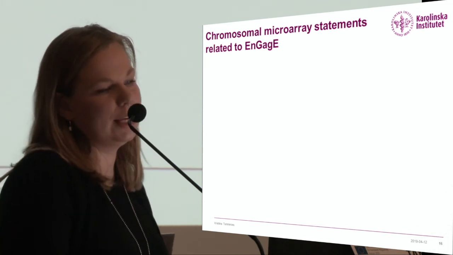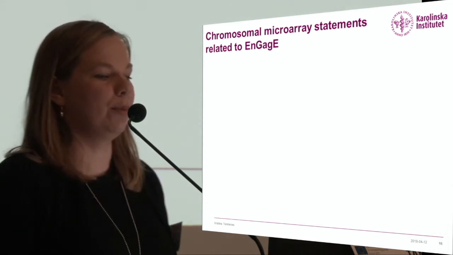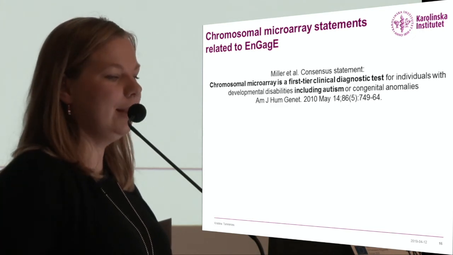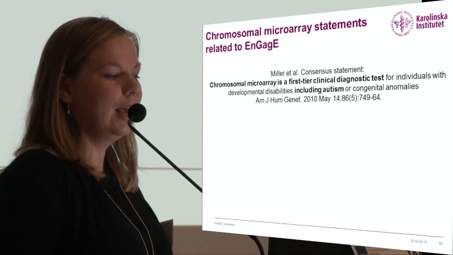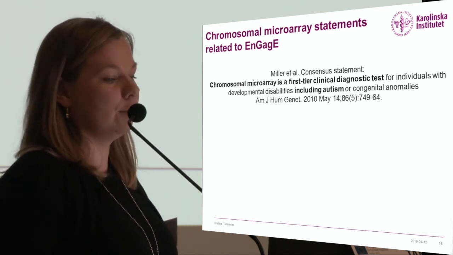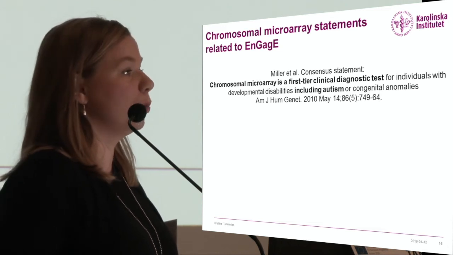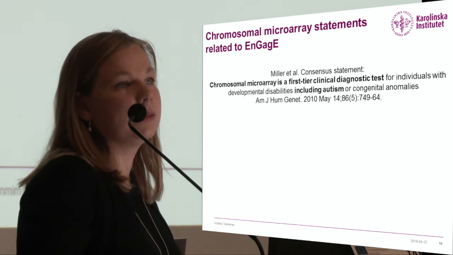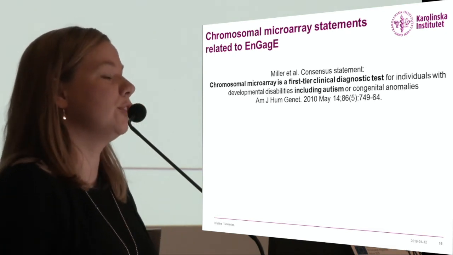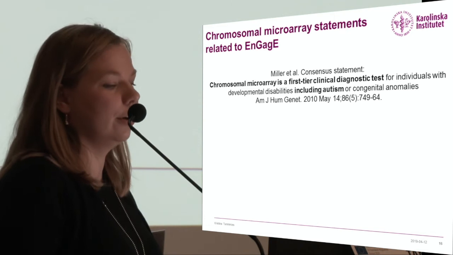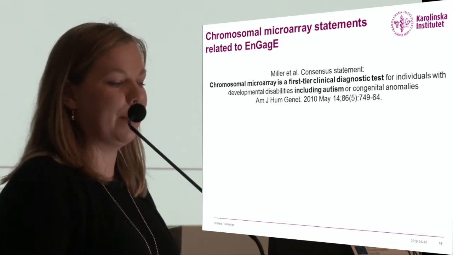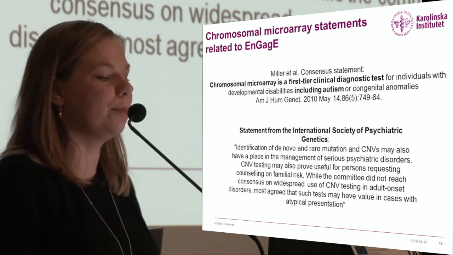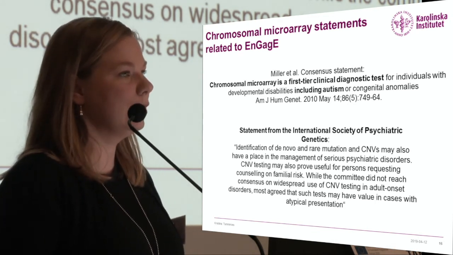But what do we know about chromosome microarray use in these disorders? In 2010, there is this paper by Miller et al. saying that chromosome microarray is the first-tier clinical diagnostic test for individuals with developmental disabilities, including autism and congenital anomalies. So this is the framework saying that, at least for those childhood onset disorders, we should use CMA as a first-tier test. This year there was a statement from the International Society of Psychiatric Genetics.